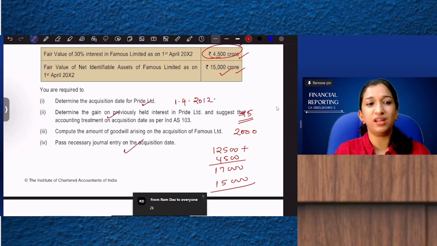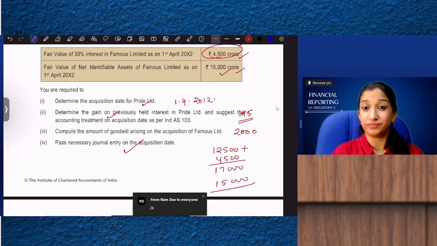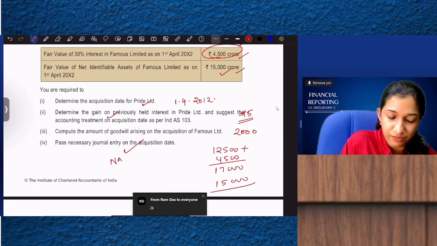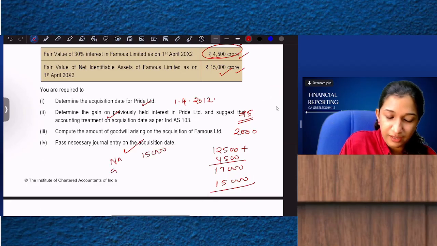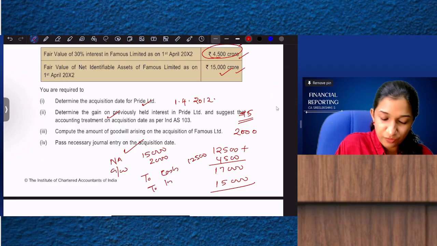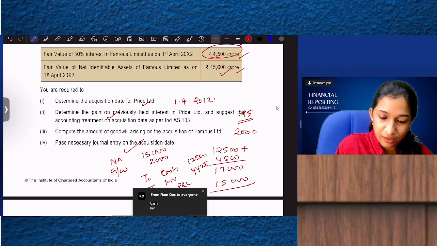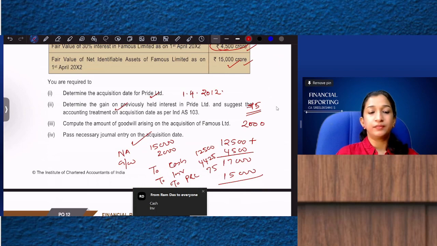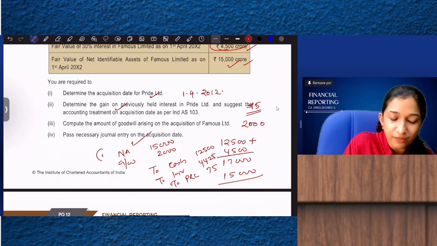Pass necessary journal entries. You know the journal entry; yesterday we have done. Net assets debit 15,000. Goodwill debit, how much is goodwill? 2,000. To cash 12,500. To investment 4,425. To P&L 75.